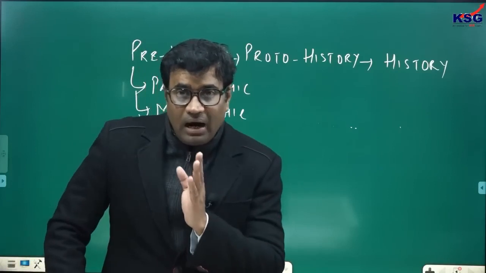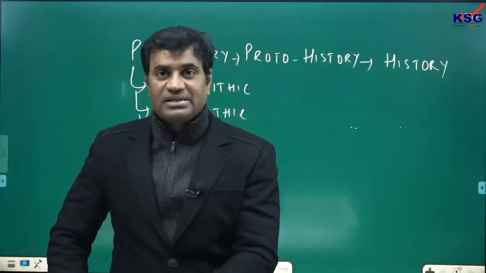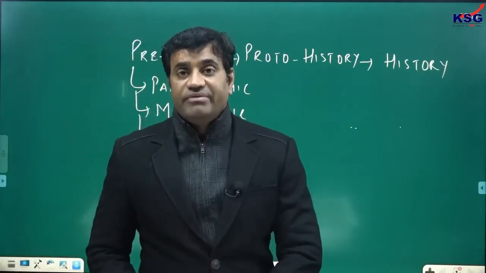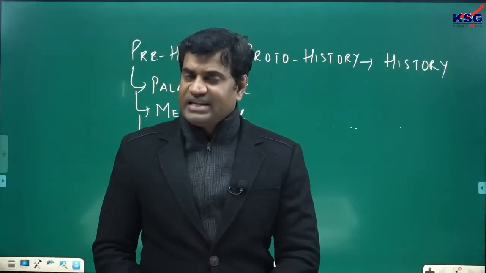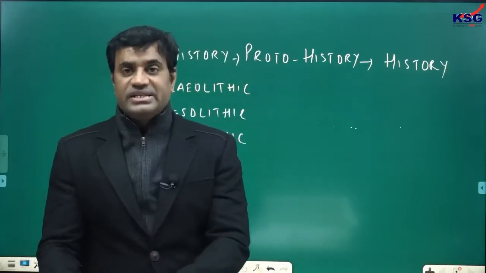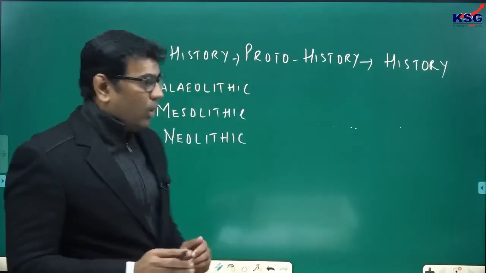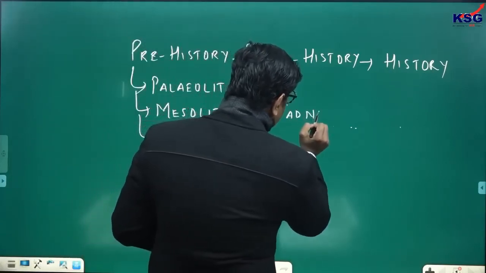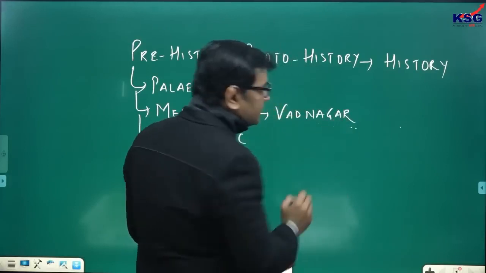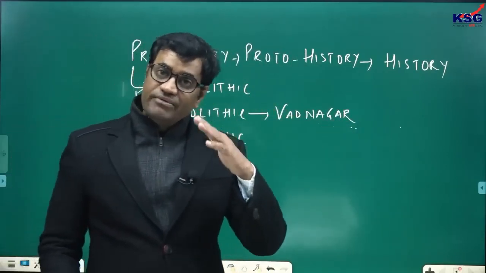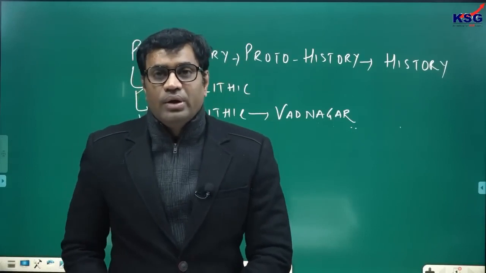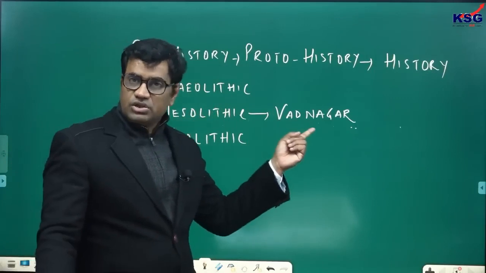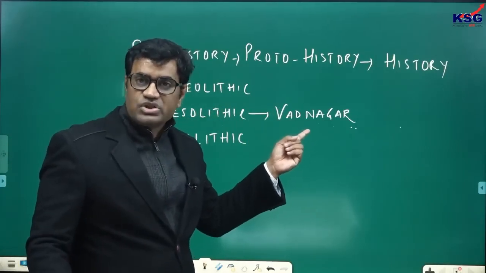Now, from our examination perspective, we need to know that in recent archaeological evidences, excavations, it has been found that the oldest habitation city of India was the city of Neolithic phase, and this city was known as the city of Vadnagar. Habitation evidences of Vadnagar date back to 8,000 BC. It was the Mesolithic phase, and Vadnagar is located in the westernmost province of Gujarat.